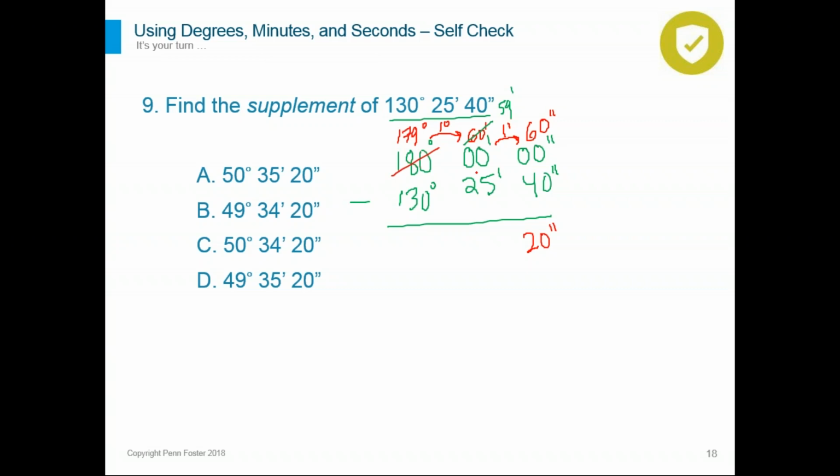59 minus 25 will give you 34 minutes. And then 179 minus 130 will give you 49 degrees. And keep the units there, because that is what tells you which part or fraction of a degree it is. So the answer, the supplement of this angle, is this angle. And the answer is B.